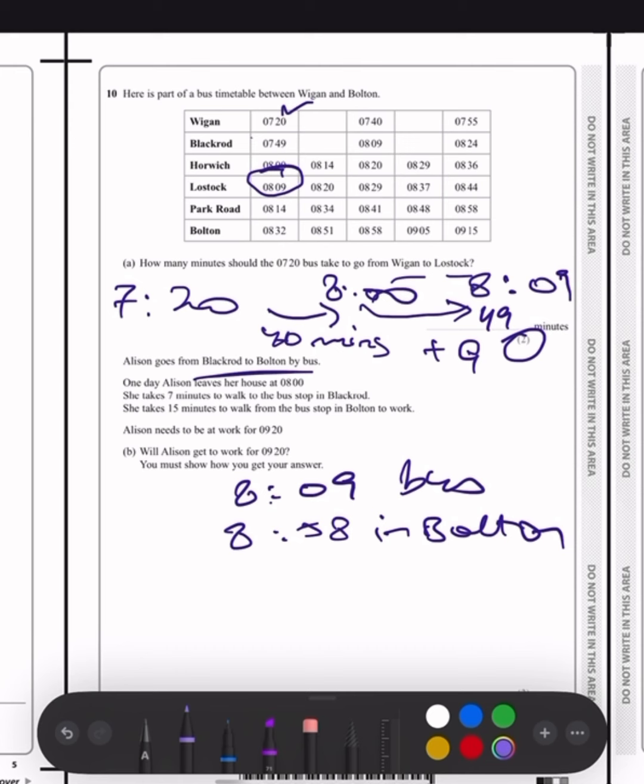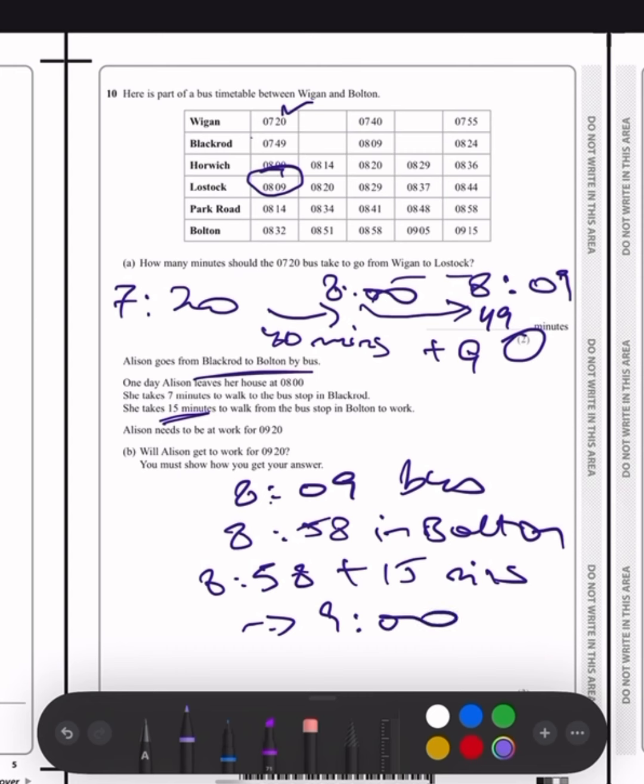When we did 8:09, we know it took her 7 minutes to walk to the bus stop in Black Road. Oh no, let's not add the 15 minutes here. So we have 8:09 here, and it clearly tells us that at 8:58 she's in Bolton. And then they say that from 8:58 it took her 15 minutes to walk from the bus stop in Bolton to work. So we take those extra 15 minutes. That's the main part they're asking us about. So we take 8:58 plus 15 minutes, which gives us 9 o'clock.